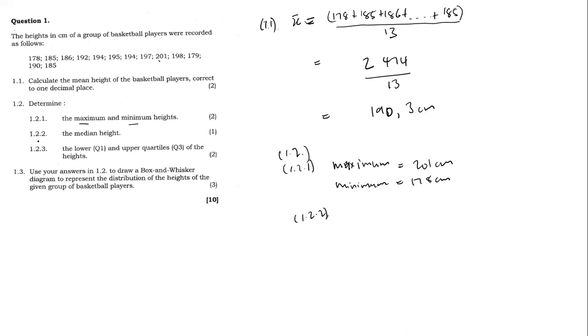Now, 1.2.2 says to us, determine the median height. When you want to determine the median, make sure that your data set is rearranged if it is not arranged in order, okay? If it is not arranged in order, rearrange it. You can rearrange it in ascending order or descending order. My advice is we always do the ascending order, so that we can be able to see where Q1, Q2 and Q3 are.